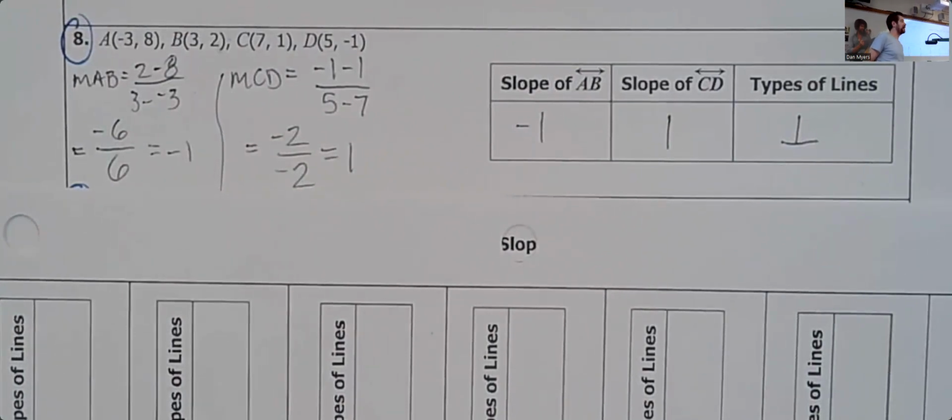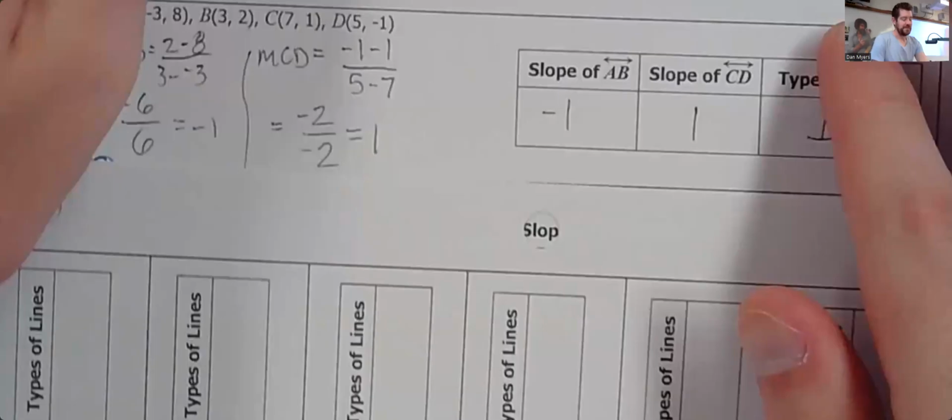Any questions on that one? -1 for AB, +1 for CD. Those are their opposites. But remember, 1 and -1 are their own reciprocals, and so 1 is its own reciprocal. So just opposites there is enough to say perpendicular. It's the only case where opposites are also opposite reciprocals. All right, how about 9? Everybody get number 9?